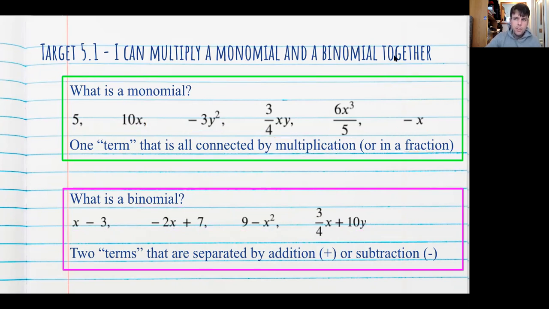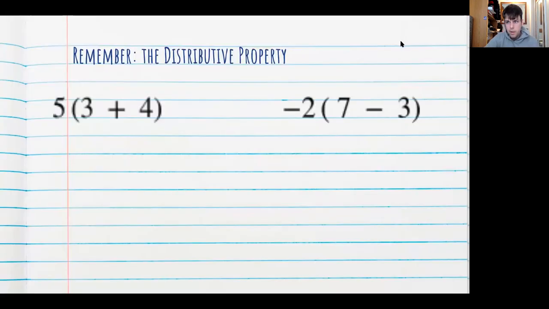To introduce this idea, I want to remember the idea of the distributive property. We're all familiar with this. It's something you've learned about in the past. The distributive property is when you have something on the outside of these parentheses.